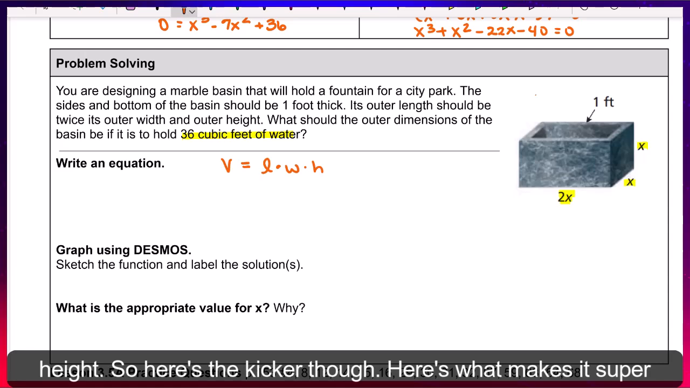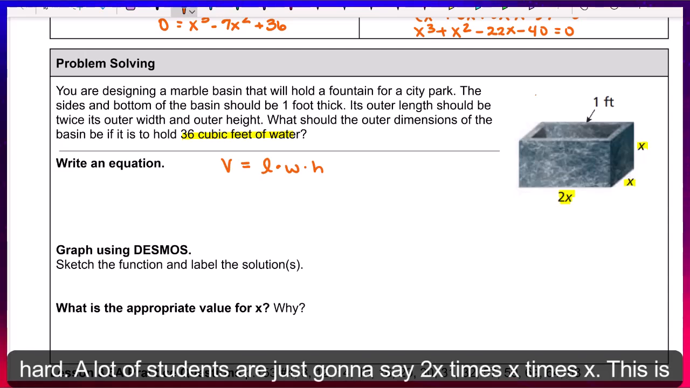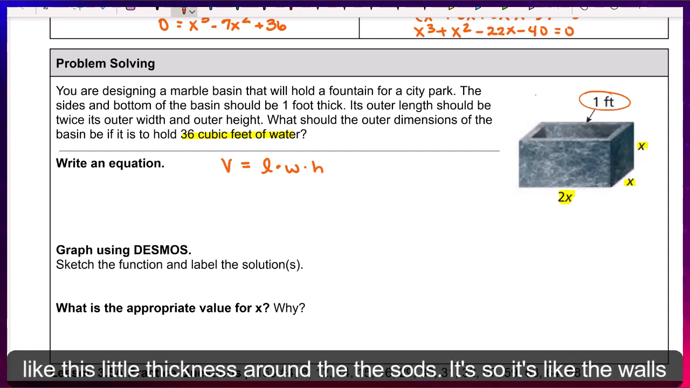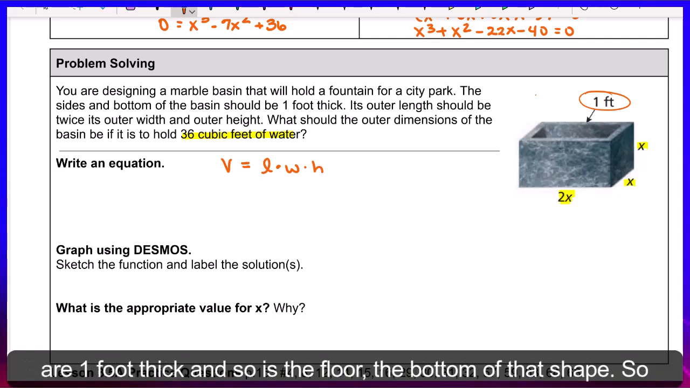So here's the kicker though. Here's what makes it super hard. A lot of students are just going to say 2x times x times x. This is incorrect. So if you read the question, what it tells you is that it's got like this little thickness around the sides. So it's like the walls are 1 foot thick. And so is the floor, the bottom of that shape.